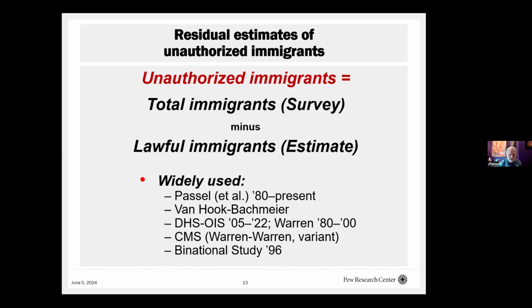Jenny Van Hook, who you're going to hear from, and Jim Bachmeyer use a similar methodology. The Department of Homeland Security has published estimates from 2005 to 22. Bob Warren at the Center for Migration Studies has published estimates. All of the numbers are in a similar range. We're all using similar assumptions and similar data sets. They vary a little bit, but not widely.